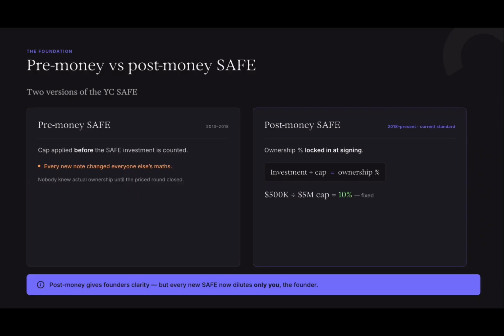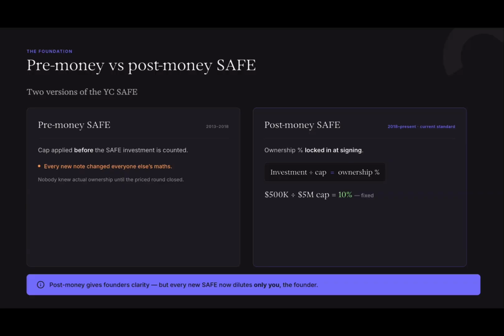The problem with stacking multiple pre-money safes is that every new note changed everyone else's maths. Nobody, not the founders, not the investors, could calculate their actual ownership until the priced round closed. Under a post-money safe, the ownership percentage is locked in at signing. The formula is simple: investment divided by cap. A $500,000 investment at a $5 million cap equals exactly 10%, fixed at the moment the note is signed, regardless of how many safes come after.